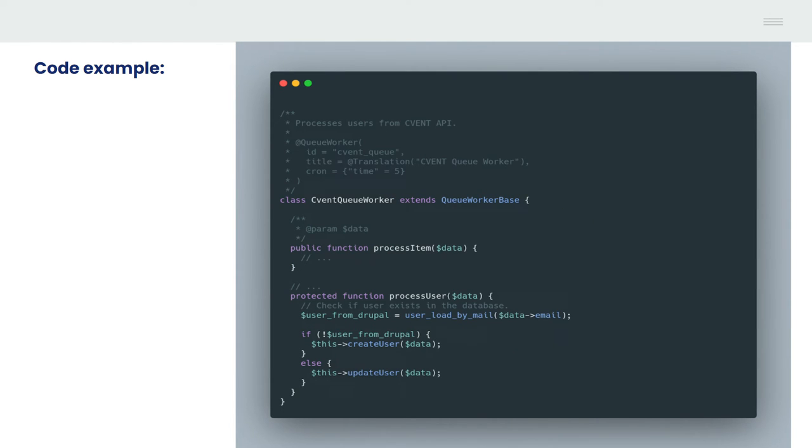And this is the other thing that I did. I did a plugin. So Ultimate Cron is able to recognize these queue worker plugins. So you just need to add this content in here that is the ID of your event. And it's going to show up in the Ultimate Cron. And this is how I process each user.